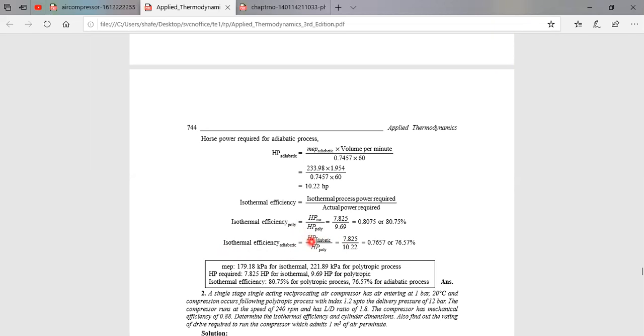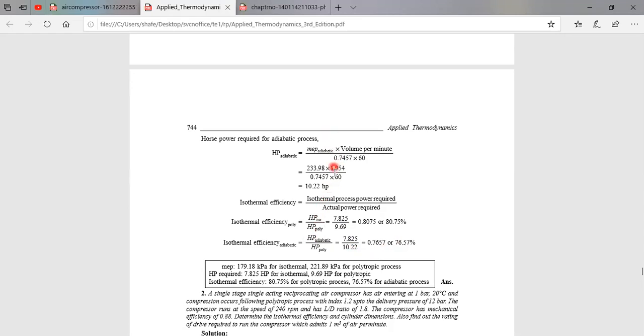Now you have the isothermal efficiency for adiabatic. The only thing is the numerator changes. Instead of isothermal work, it's gone to the adiabatic work. So the actual work is polytropic work. Still it's not polytropic, it has to be polytropic. I think something is wrong here. The actual work is adiabatic divided by, here it becomes polytropic again, so it has to be 9.69, right?